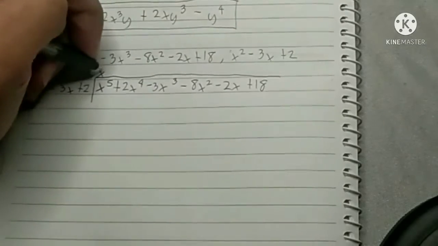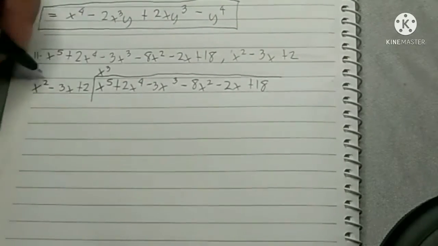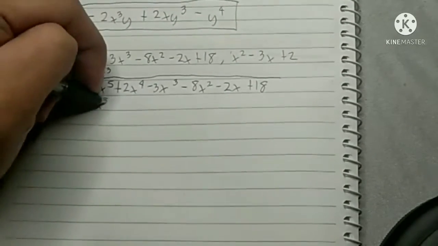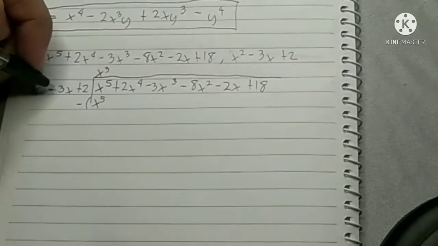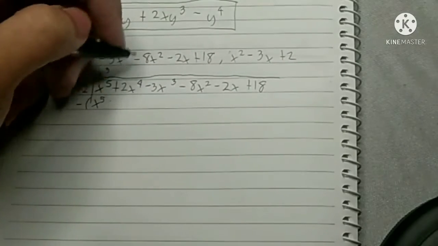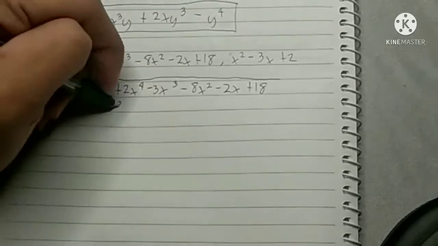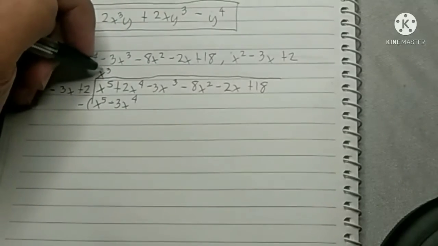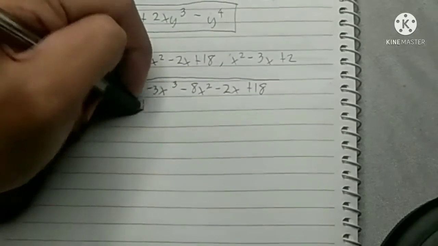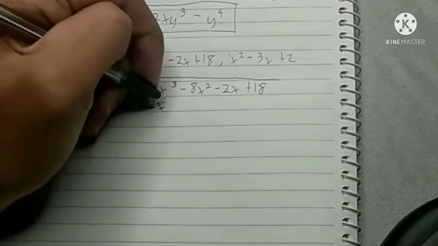So x raised to 5 divided by x raised to 2 is going to be x cubed. So x cubed times x squared is x raised to 5. Then x cubed times negative 3x is negative 3x raised to 4. Then x cubed times positive 2 is going to be positive 2x cubed.